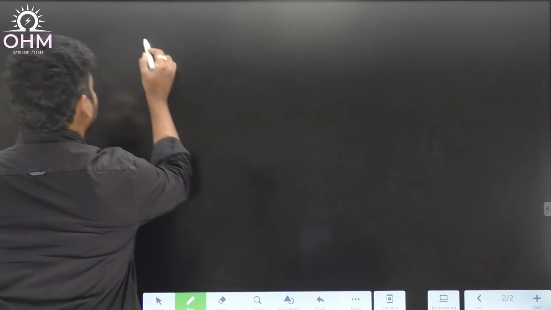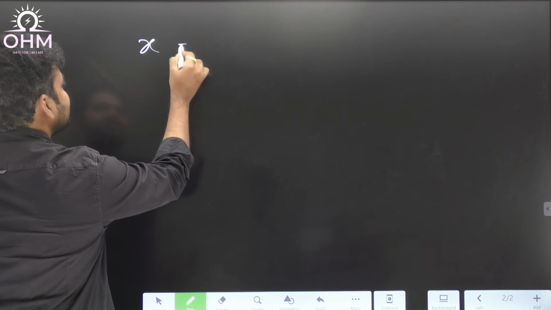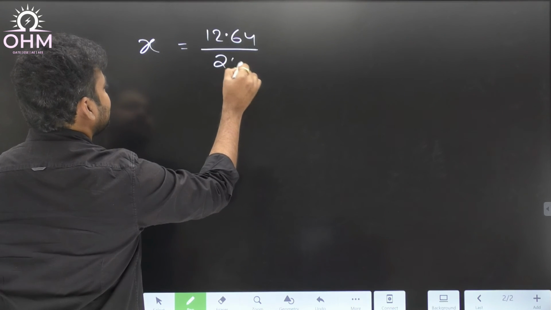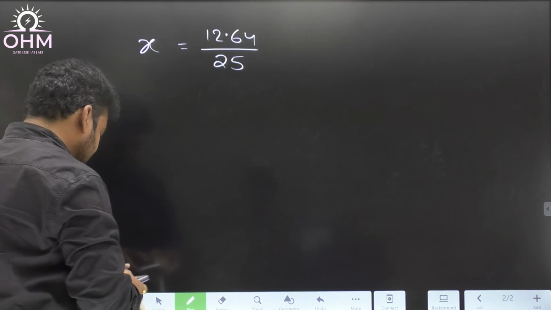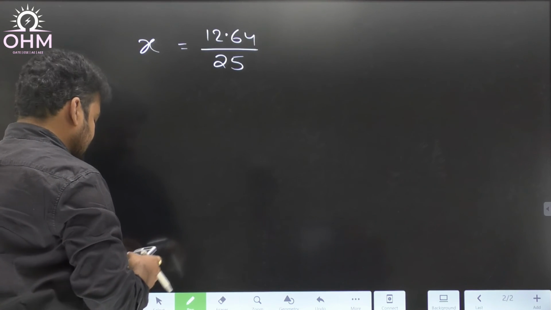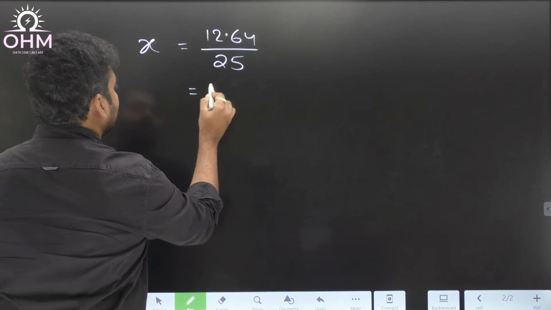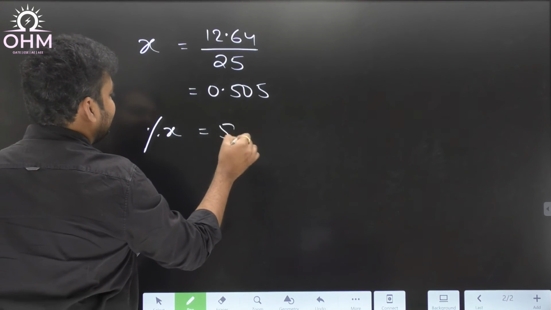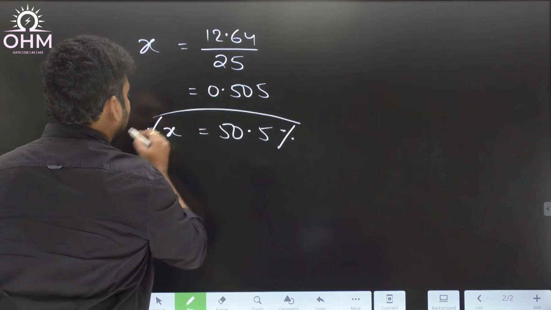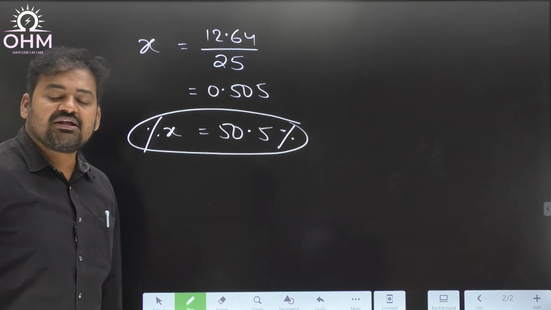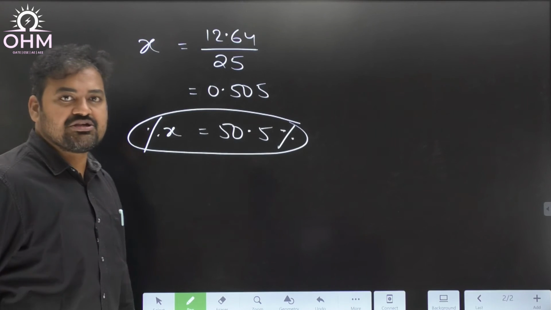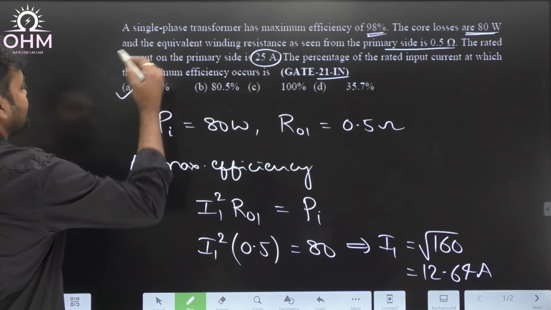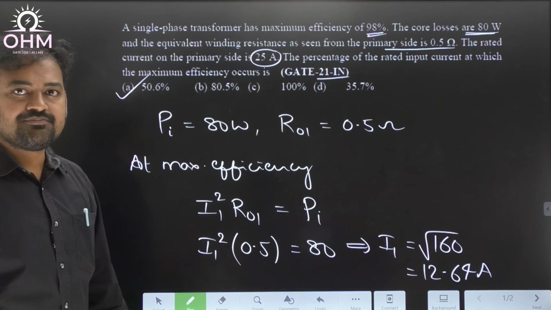So X, that is the load at which maximum efficiency is created, is equal to 12.64 divided by the rated current 25. So how much will this be? Yes, this is equal to 0.505. So as a percentage, that is 50.5%. Therefore maximum efficiency is created at 50.5 percent of full load. So the answer is 50.5, and the nearest is option A. Okay, so simple.